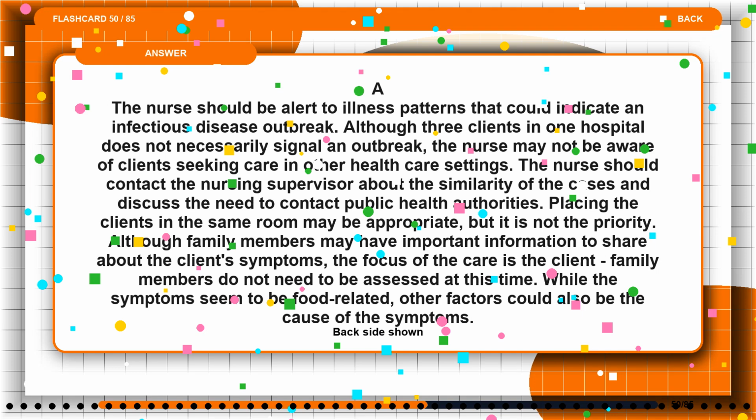The answer is A. The nurse should be alert to illness patterns that could indicate an infectious disease outbreak. Although 3 clients in one hospital does not necessarily signal an outbreak, the nurse may not be aware of clients seeking care in other healthcare settings. The nurse should contact the nursing supervisor about the similarity of the cases and discuss the need to contact public health authorities. Placing the clients in the same room may be appropriate, but it is not the priority.